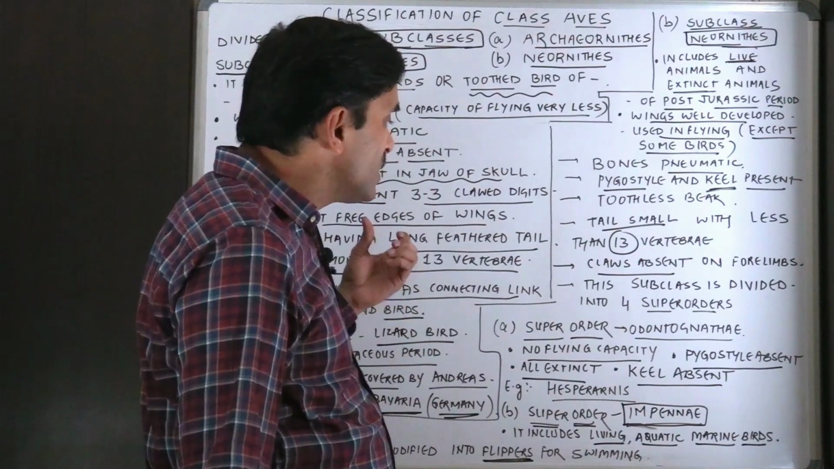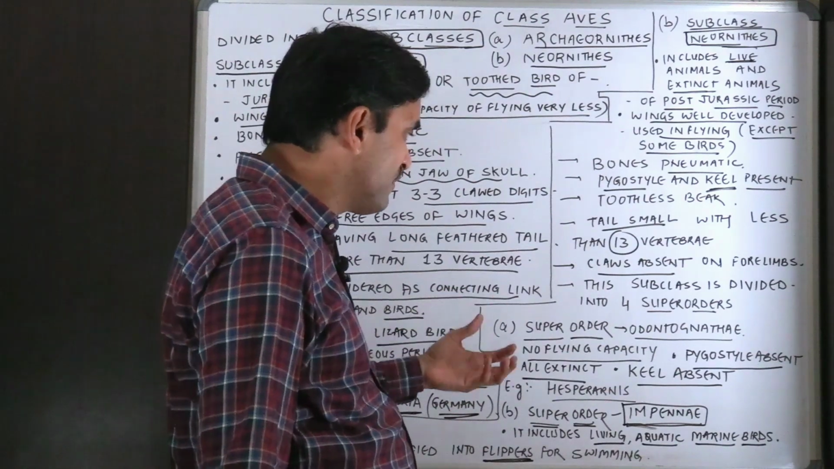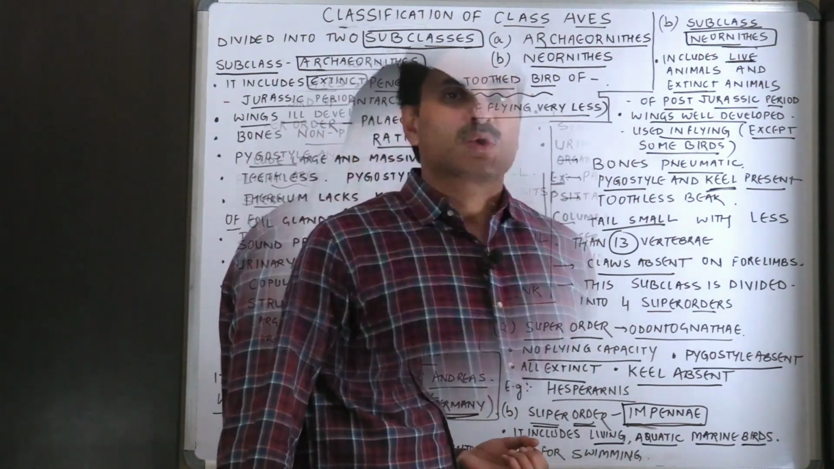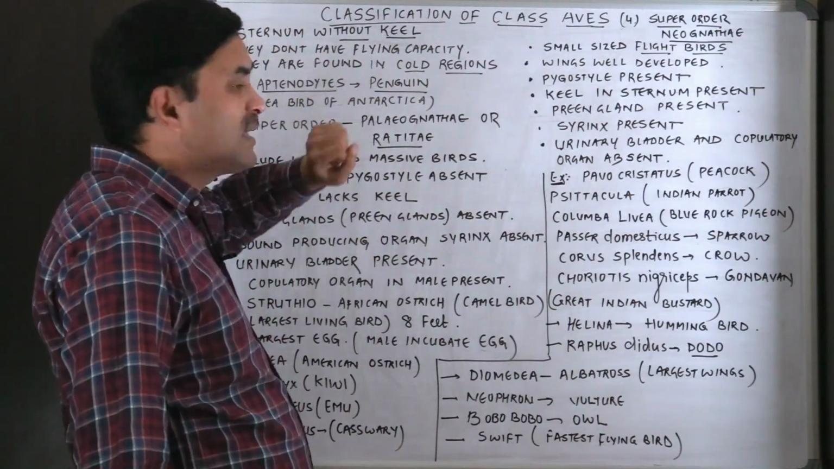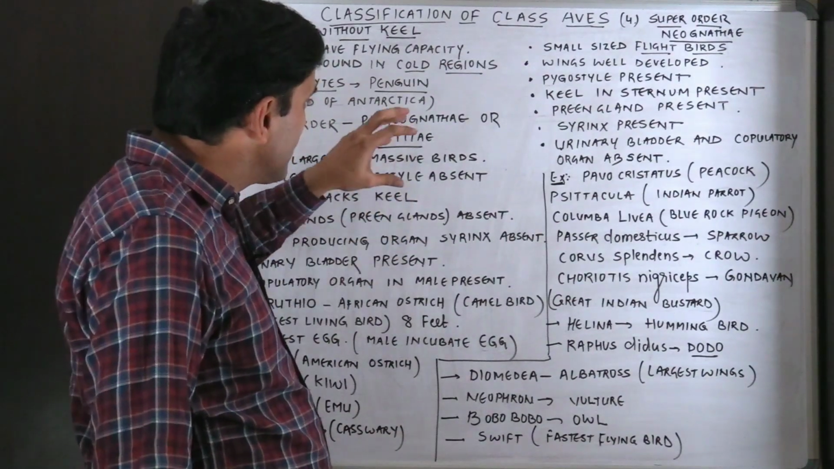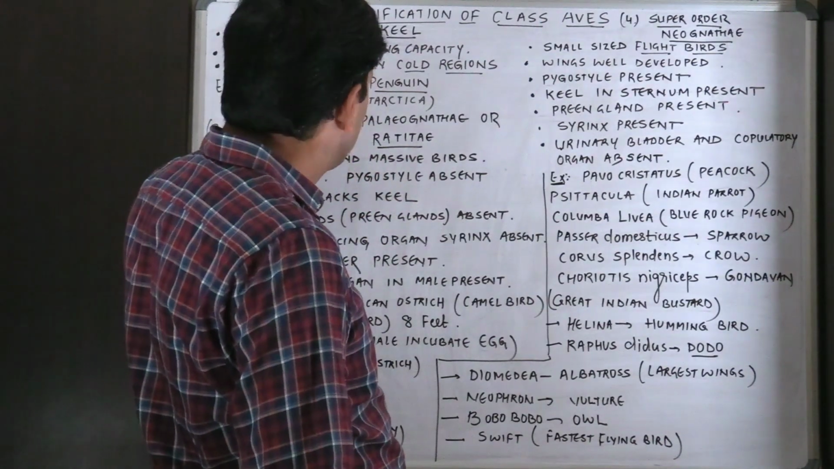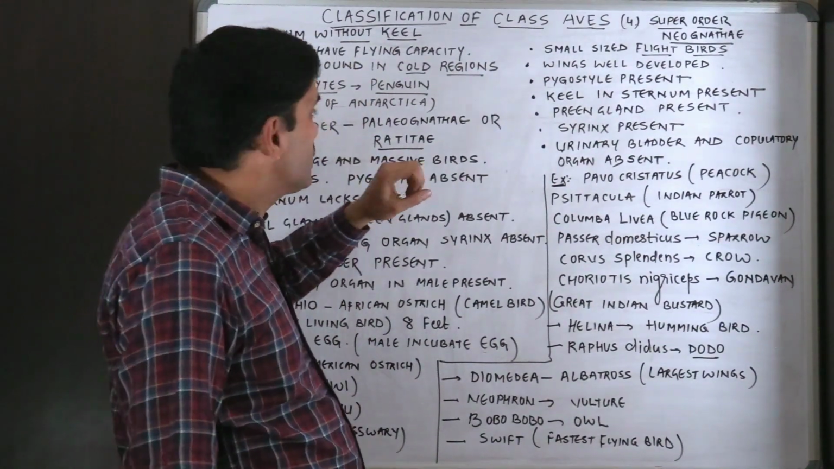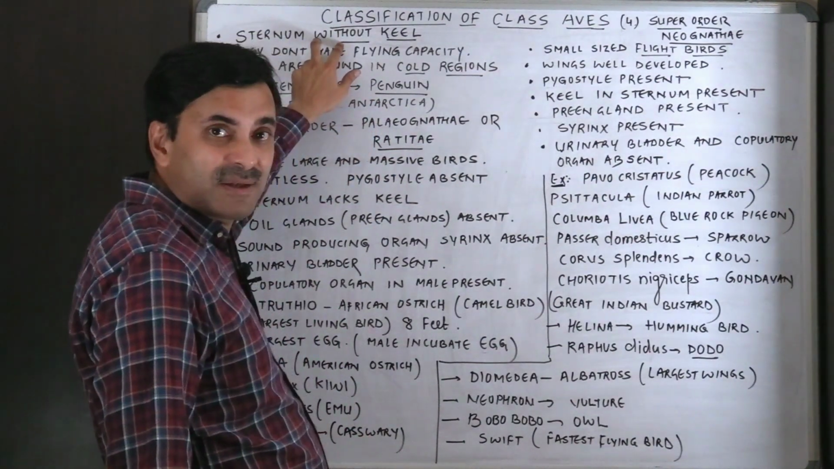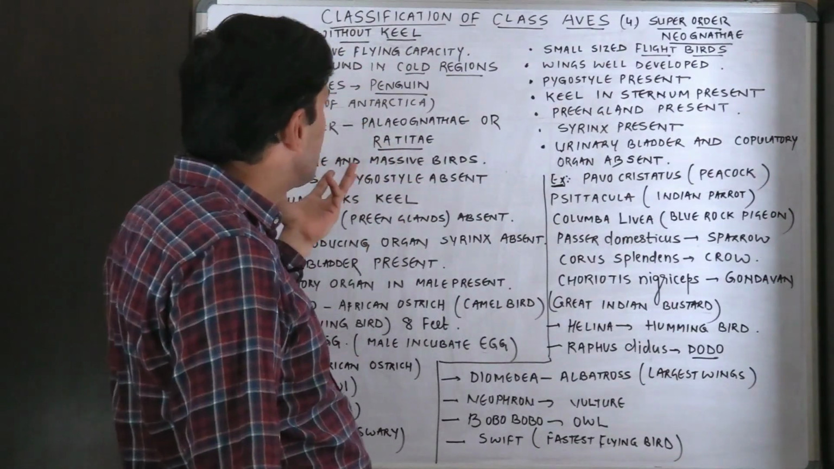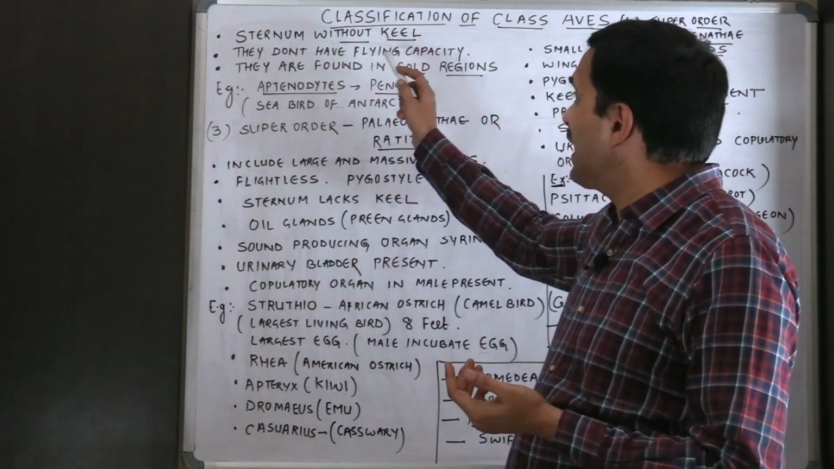All right. Now some more features are there in super order Impani. Let's have a look at these features also. The sternum is without the keel. As we know very well, penguins are actually found in the water body. Penguin belongs to this order. Aquatic marine birds are there, so the sternum is without keel. They are flightless, so here also the keel is absent in the sternum region, and they don't have the flying capacity.